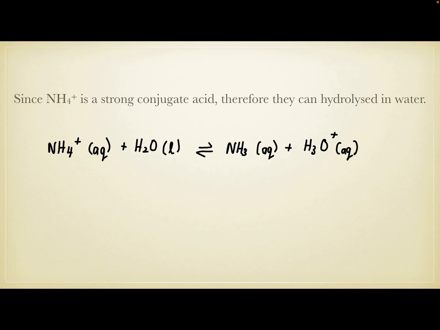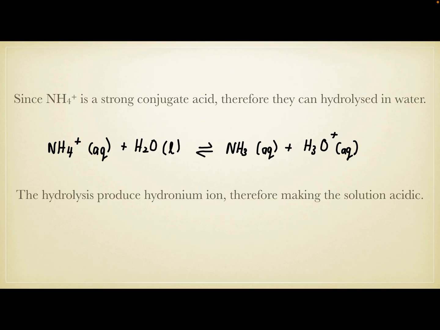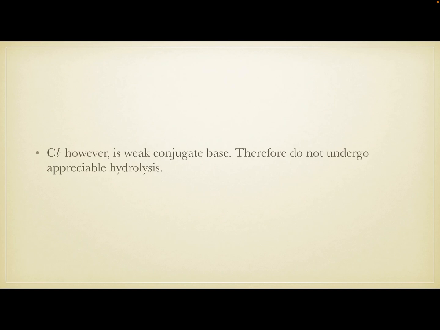The NH4 plus will donate its H plus and become NH3, and the H2O will receive H plus and become H3O plus. So the hydrolysis produces hydronium ion, therefore making the solution acidic. That's why our NH4Cl is an acidic solution. What about Cl minus? Cl minus, however, is a weak conjugate base, therefore it does not undergo appreciable hydrolysis, so it does not contribute to the acidity or basicity of the solution.